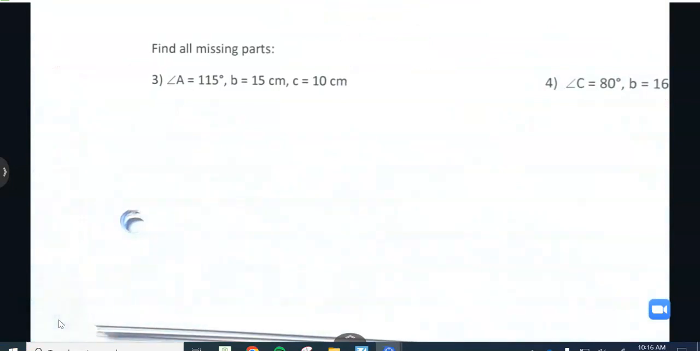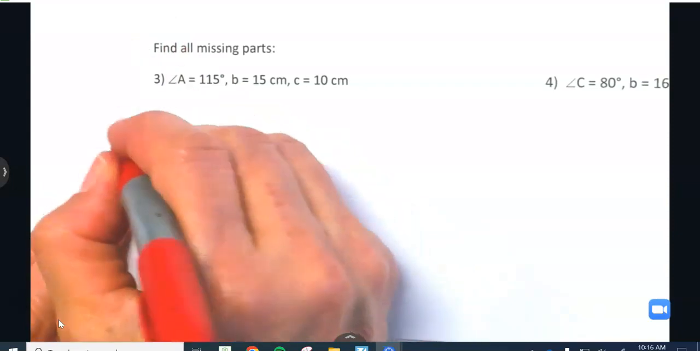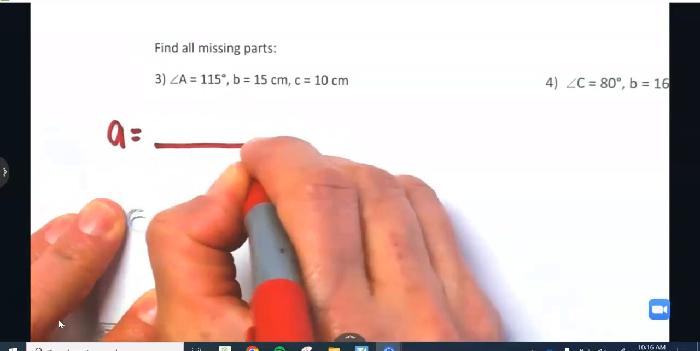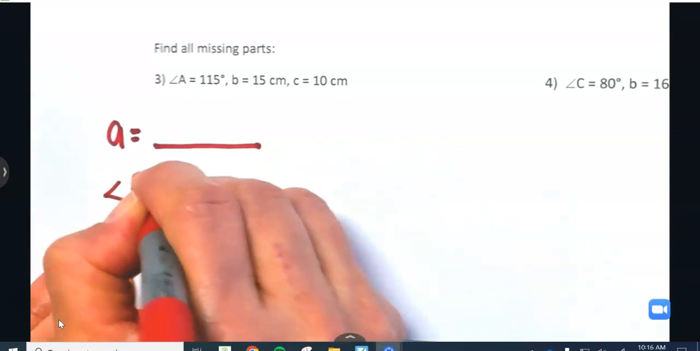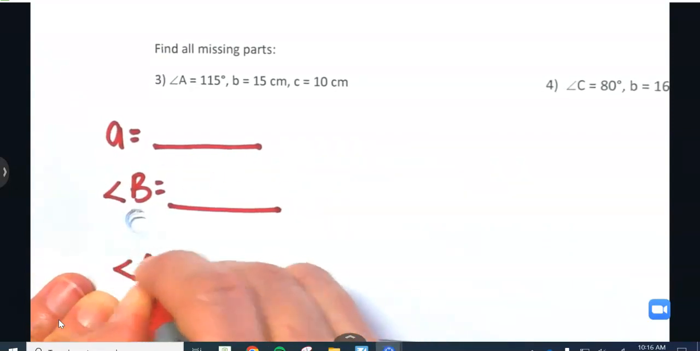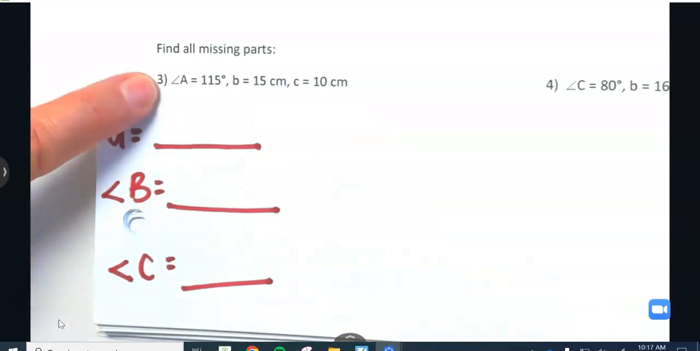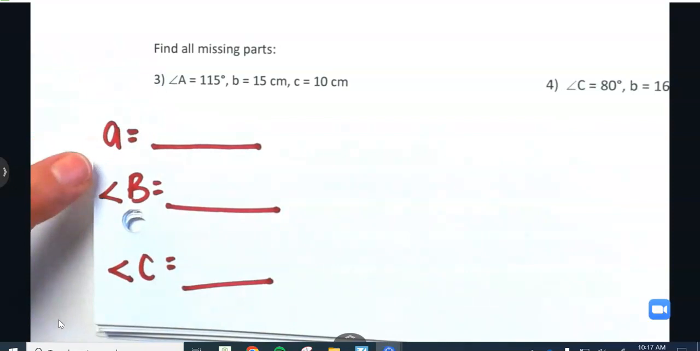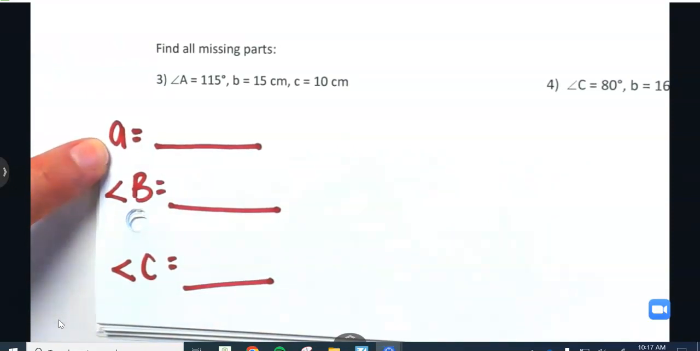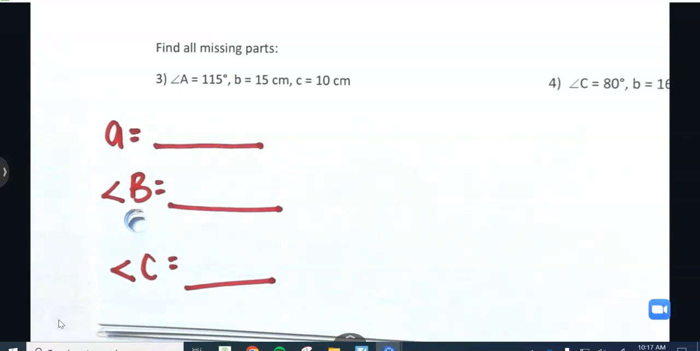All right, so for number 3, we have an angle. We have 115 degrees. We have leg B and we have leg C. So what are we missing? We are missing leg A, angle B, and angle C. Okay, so remember, law of sines is always the easiest, but there's no fraction that I can fill in because they're all different letters. So what I'm going to do is use that angle and find this leg. And legs are always lowercase letters.